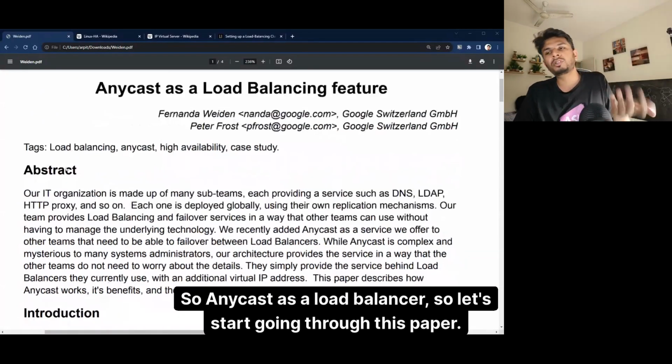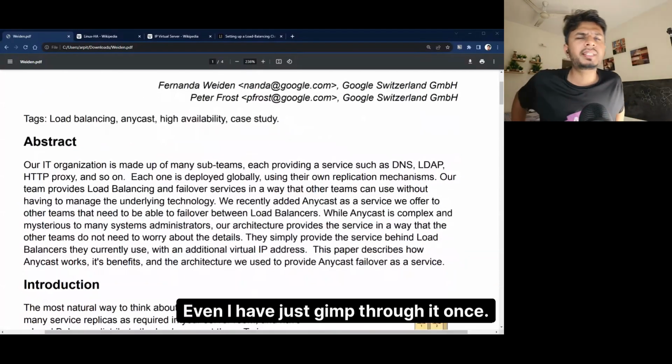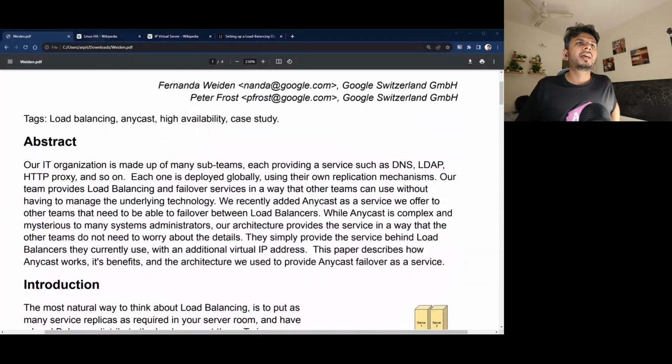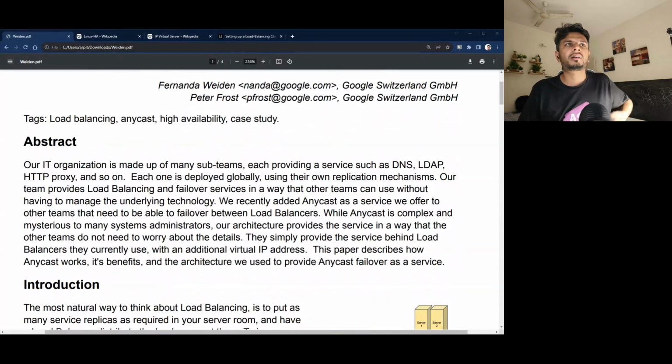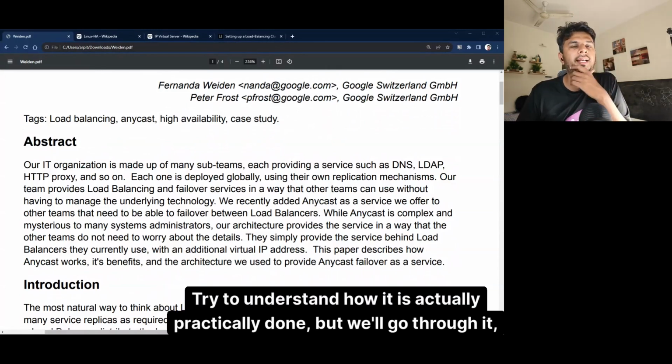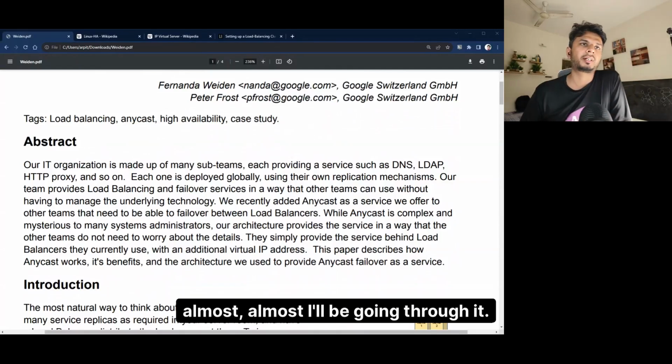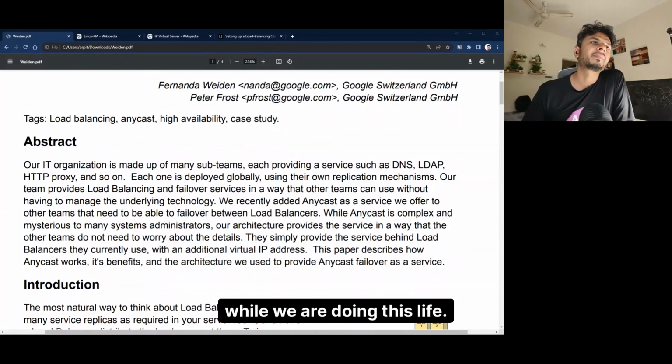So let's start going through this paper. Even I have just skimmed through it once. You can see a bunch of links there, which are open. Try to understand how it is actually practically done. But we'll go through it. Almost I'll be going through it while we are doing this live.